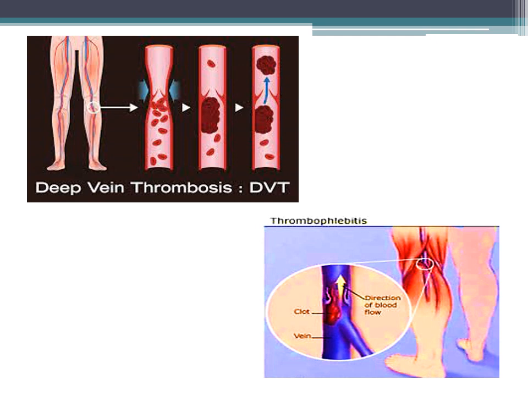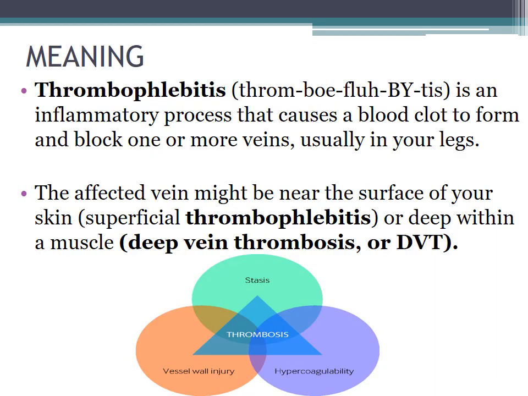And thrombophlebitis again causes insufficiency or lack of circulation, and the circulation is not going to be effective. Thrombophlebitis means it is going to affect the superficial veins, the veins on the superficial layer. Now going into the topic, thrombophlebitis is an inflammatory process that causes a blood clot to form and block one or more of the veins. This is what I explained to you in the beginning. And if this condition goes deeper within the muscle, then it is called deep vein thrombosis.